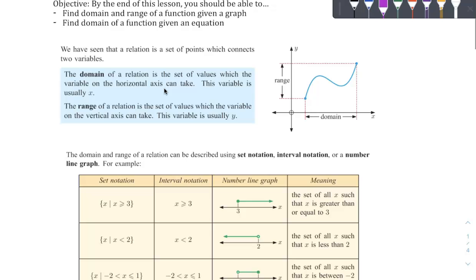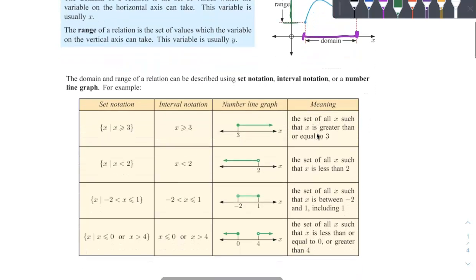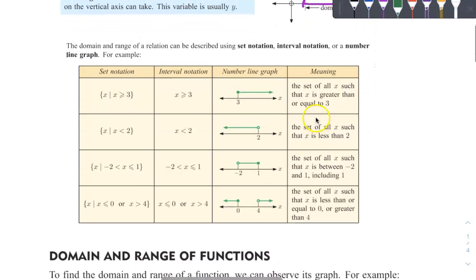So domain is how far your graph moves on the x-axis, how much of it covers on the x-axis, so that's my domain. And my range is how much it covers on the y-axis. So there's your range. So domain is x, range is y. There's lots of ways you could write the domain and range.